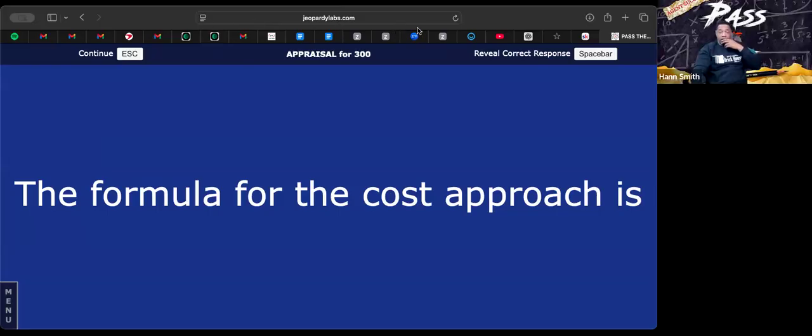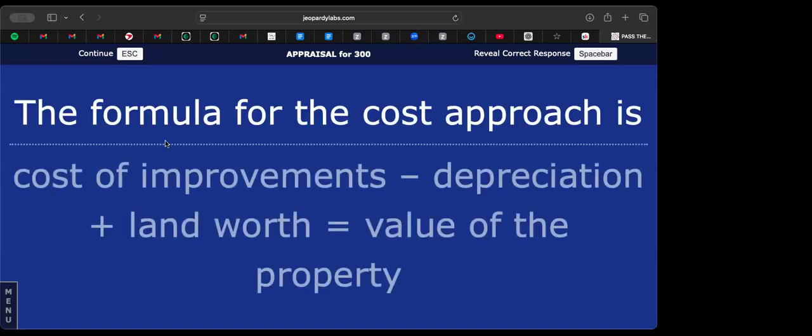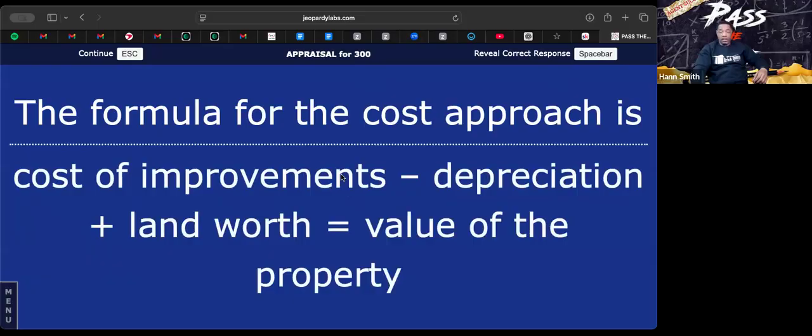Then we got to figure out the depreciation. So sticks and bricks minus depreciation plus the land. Sticks and bricks minus depreciation of those, and we add back in the land because we don't depreciate the land. Cost of improvements, sticks and bricks, minus depreciation, plus the land worth, the value of the property.